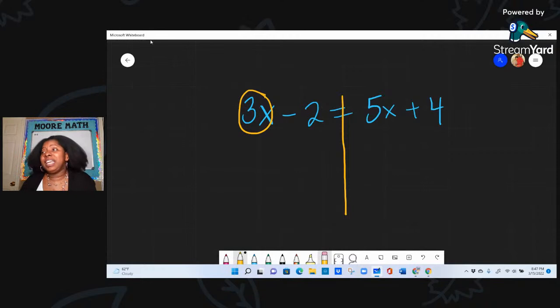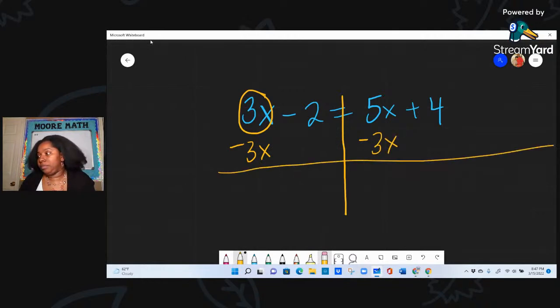All right, so the first thing I'm going to do is take care of this x. So I have a positive 3x. I got to move it over. Do the opposite, which is a minus 3x. It doesn't matter the sides. The 3x's cancel out. I'm going to bring down this negative 2. 5x minus 3x is 2x. I haven't done anything to this plus 4.